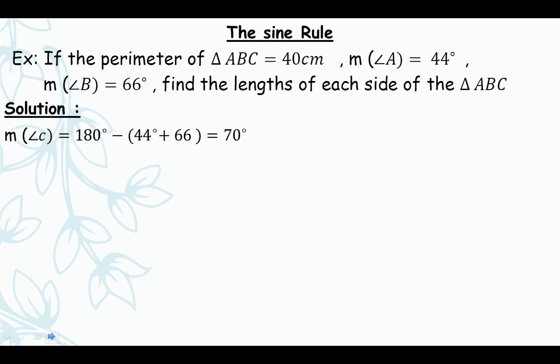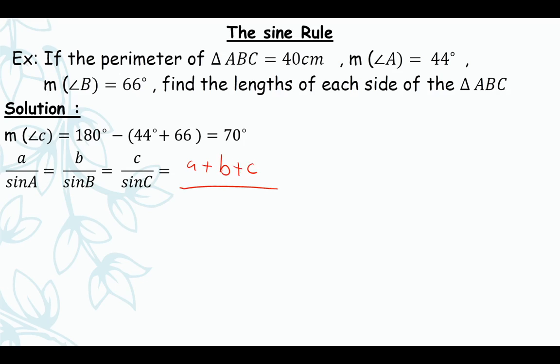Solution. Firstly, you should get the measure of the third angle. Measure of angle C equals 180 minus (44 plus 66), which equals 70. Then by using the sine rule, a over sine A equals b over sine B equals c over sine C. If we add the numerators of the three ratios, a plus b plus c over sine A plus sine B plus sine C, a plus b plus c here equals the perimeter of the triangle ABC.